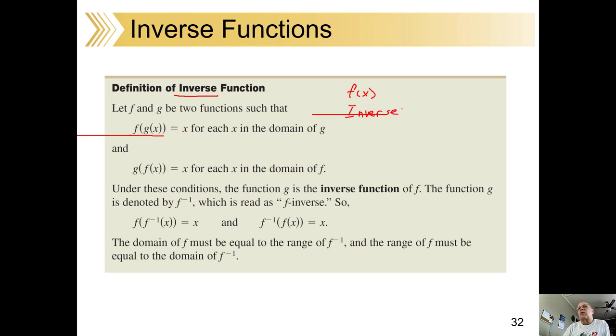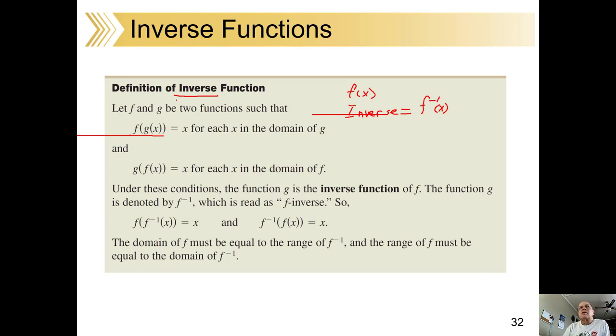Since it's sort of the opposite, the way we write it is f minus 1. Now, caution, that does not mean 1 over f of x. This is a special way of writing the minus 1 in what's called superscript. That just means it looks like an exponent, but in this case it's not, because it's referring to a function.